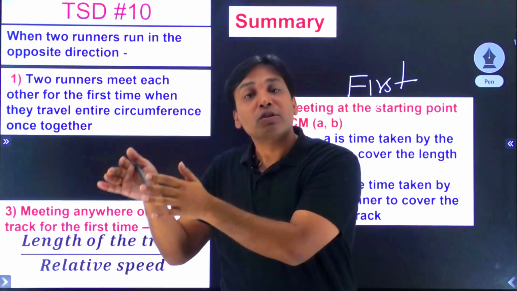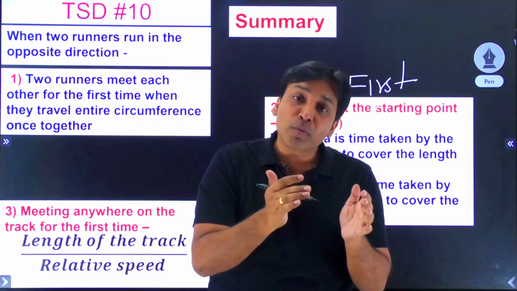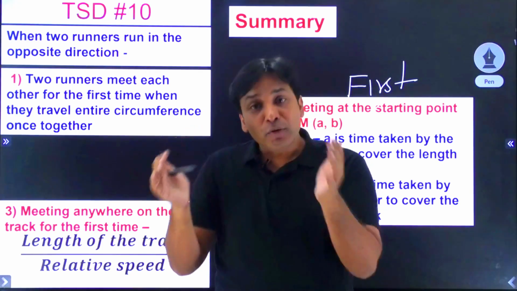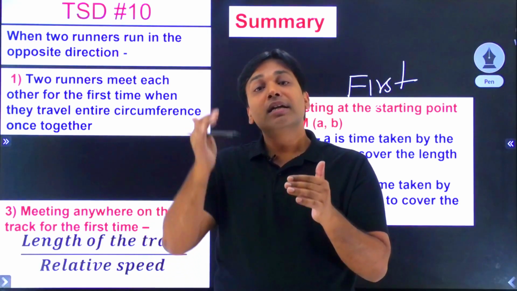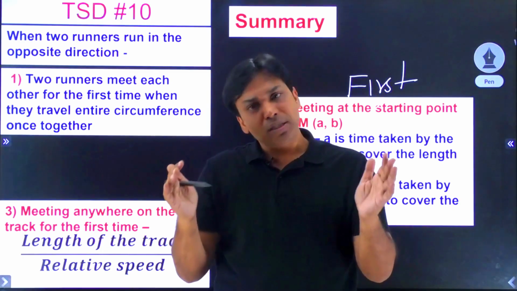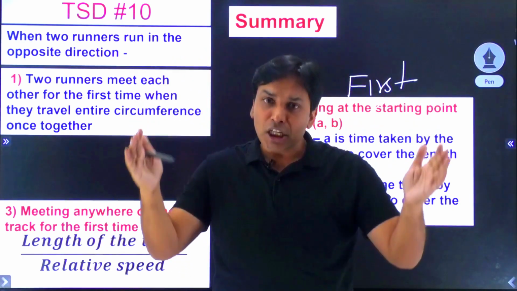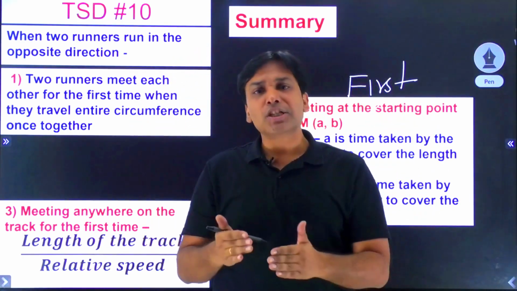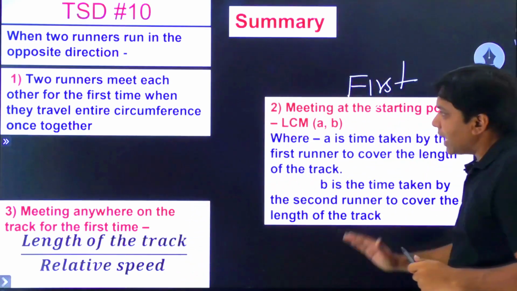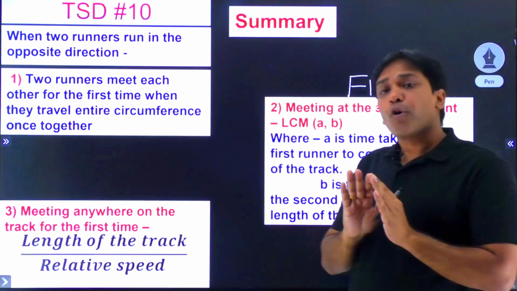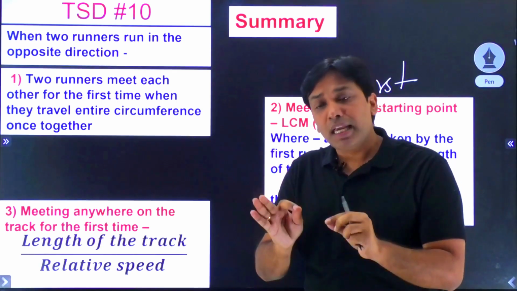LCM लेना है दोनों के इंडिविजुअल टाइम्स का. When they are going to be meeting each other anywhere on the track, it has to be circumference divided by relative speed. Simple. And when they are going to be meeting each other when they are moving in opposite direction, आपने ये दोनों केस देख लिया. इससे ज्यादा आपको इन 4 पॉइंट से ज्यादा आपको जानने की कुछ भी जरूरत नहीं है.